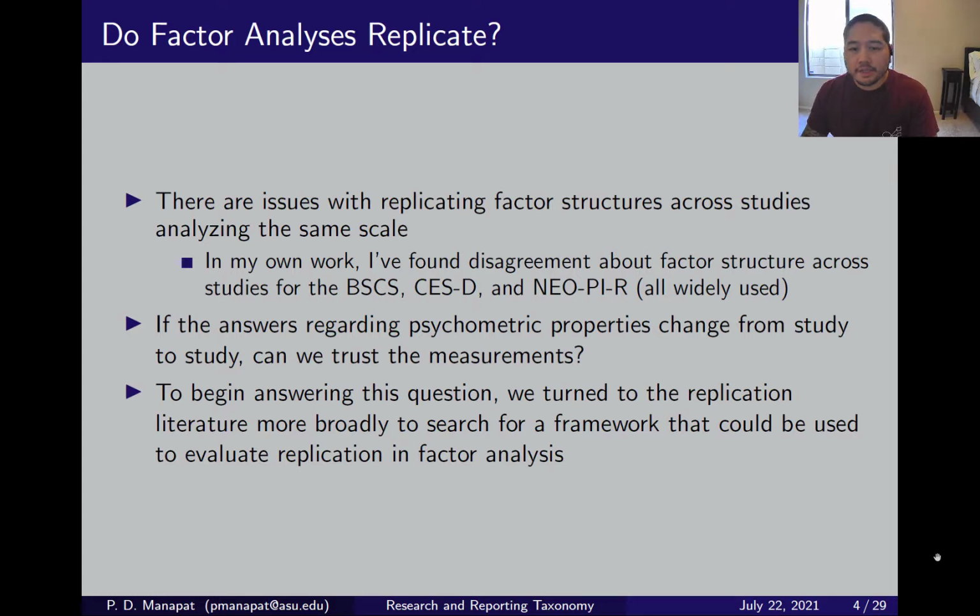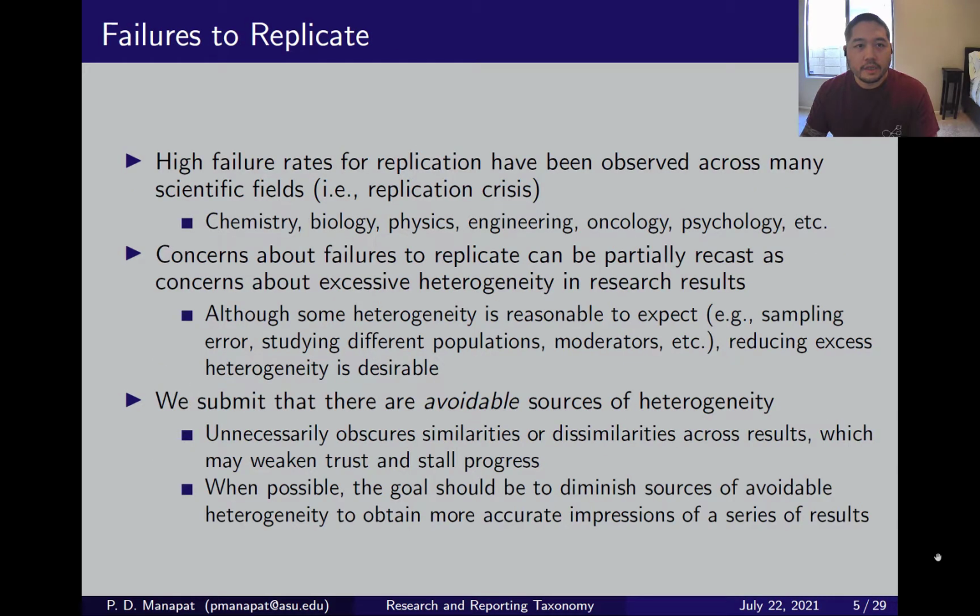To begin answering this question, my collaborators and I turned to the replication literature more broadly to search for a framework that could be used to evaluate replication in factor analysis. So, high failure rates for replication have been observed across many scientific fields, also referred to as the replication crisis. Here are a couple examples here, chemistry, biology, physics, etc. These concerns about failures to replicate can be partially recast as concerns about excessive heterogeneity in research results. So if research results are changing from study to study, can we trust it?